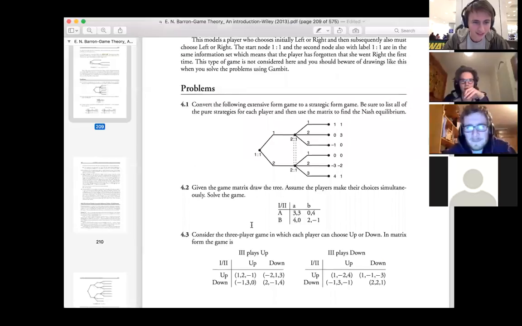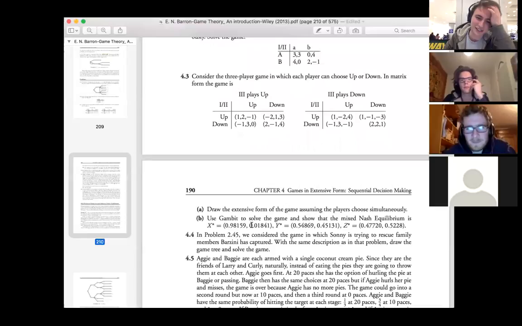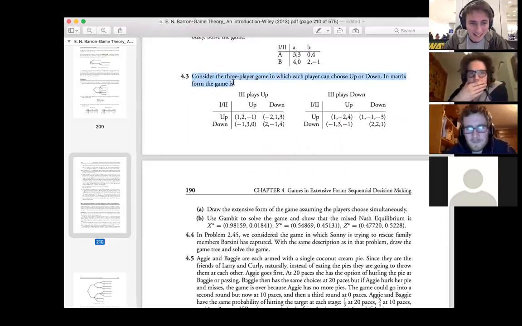I think here. So let's do one. Oh yeah, this one. Oh God. I'm too lazy to do calculations. So I don't know. 4.3 seems like a good one. Yeah, at least A for B. We don't really have Gambit yet. Exactly.